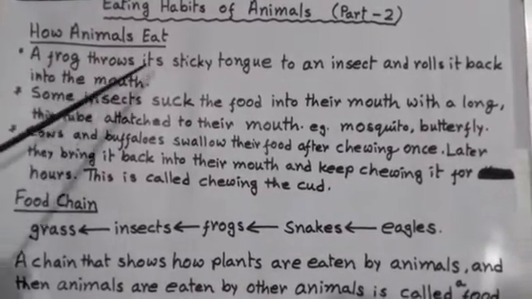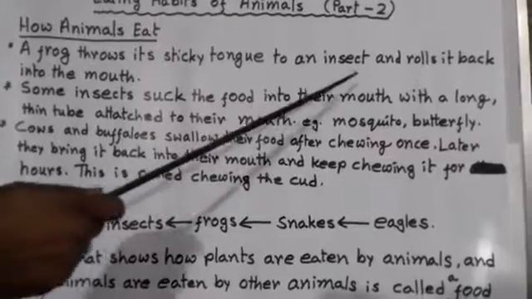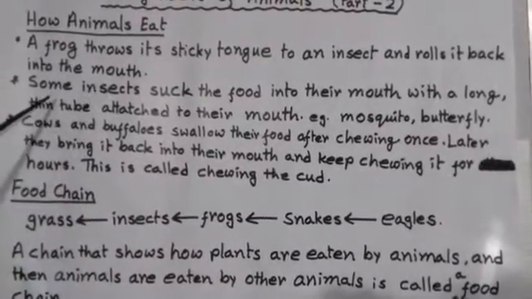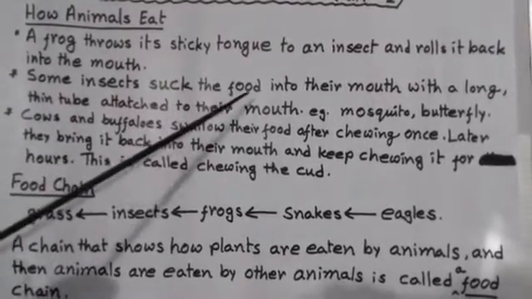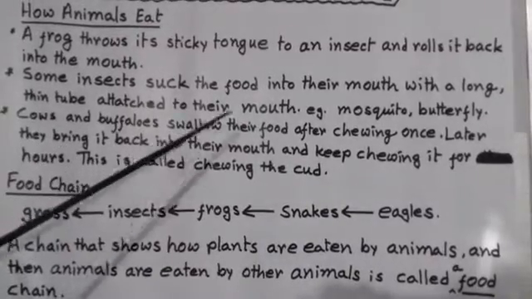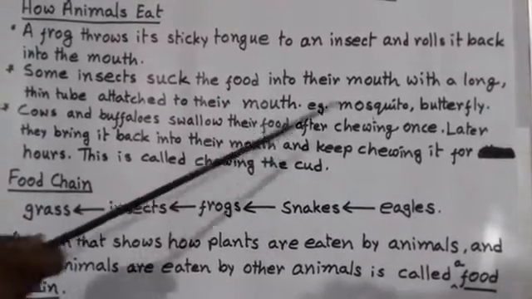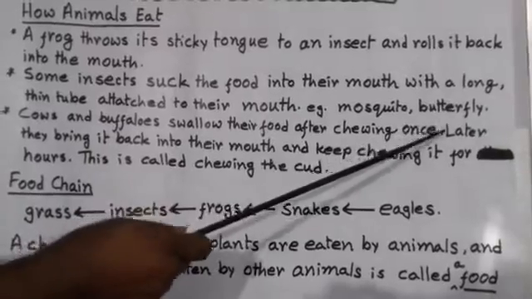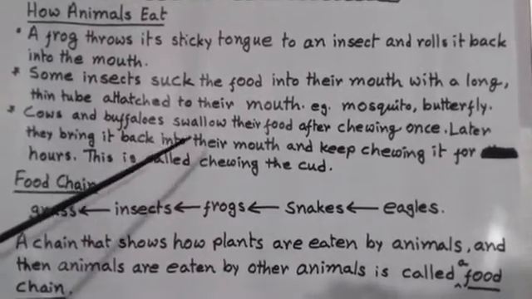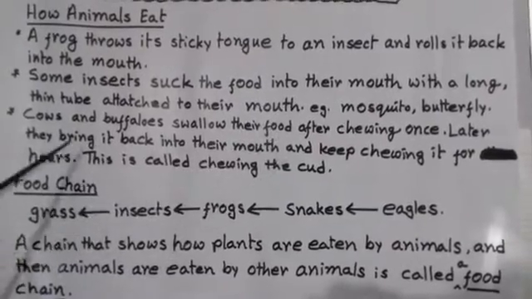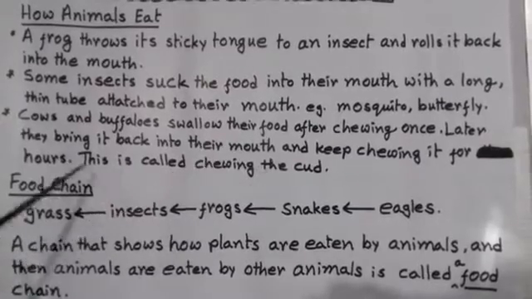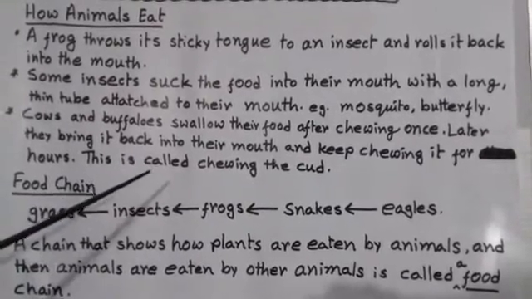A frog throws its sticky tongue to an insect and rolls it back into the mouth. Some insects suck the food into their mouth with a long, thin tube attached to their mouth. Example, mosquito, butterfly, etc. Cows and buffaloes swallow their food after chewing once. Later, they bring it back into their mouth and keep chewing it for hours. This is called chewing the cud.